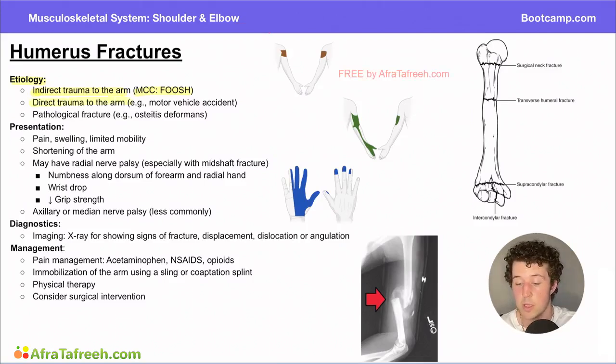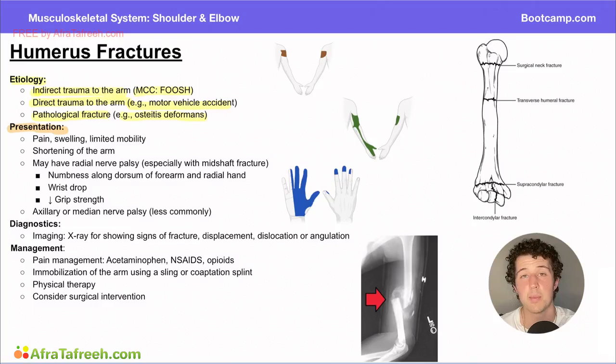This might be something we see in more high energy incidents like a motor vehicle accident or maybe even getting hit in a sports injury. This could also be a case of a pathological fracture. This is any incident where there's not adequate trauma to normally cause a fracture, but an underlying bone disease such as osteitis deformans, in a case where a patient's bones become larger and more fragile, predisposes the patient to a fracture. We'll move on now and talk about the presentation of humerus fractures.